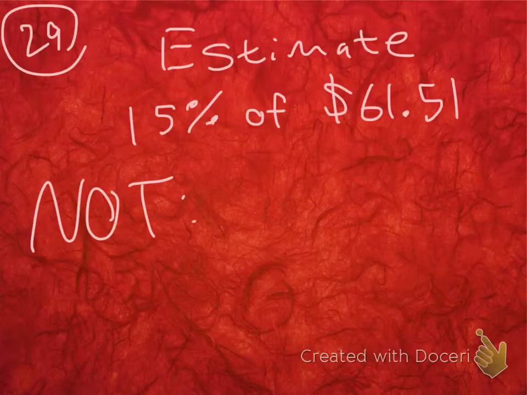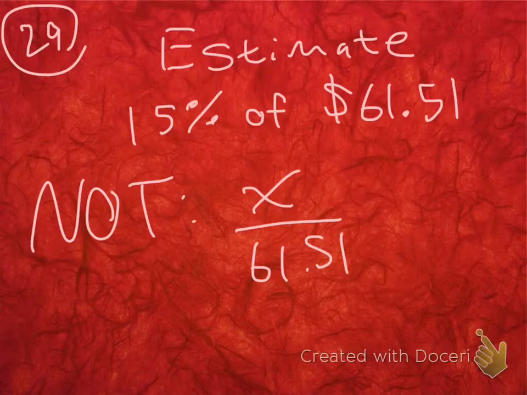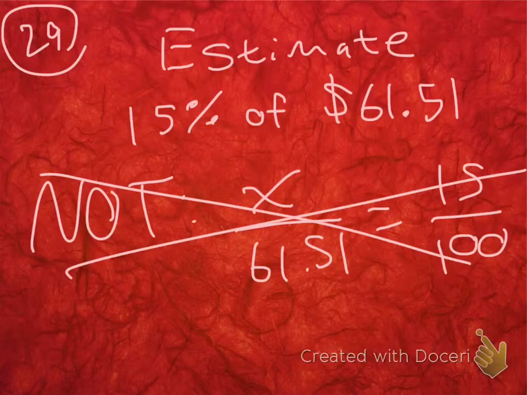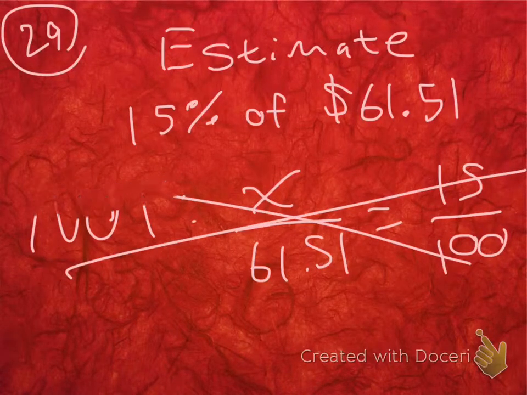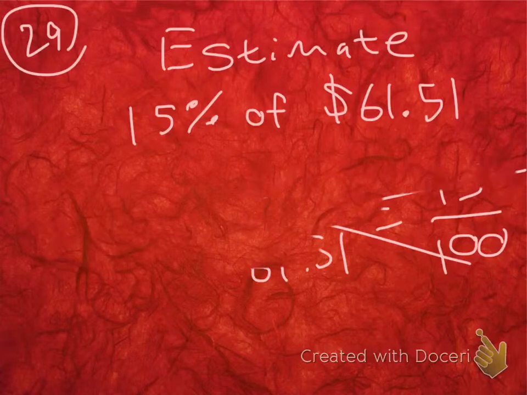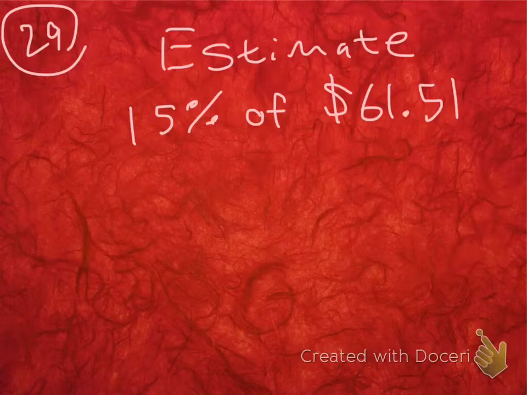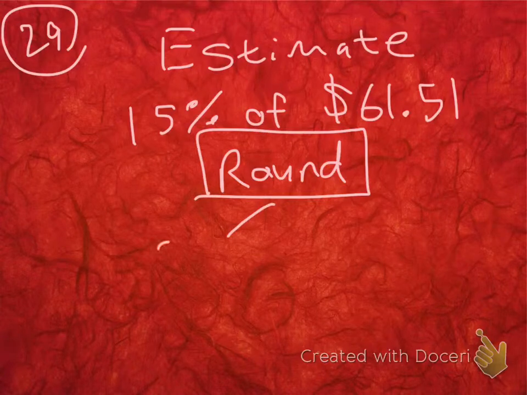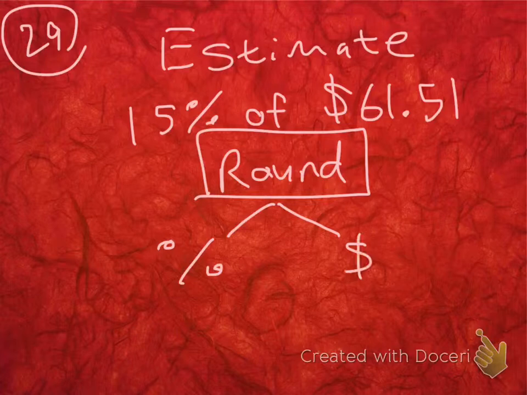doing this: x over 61.51, some number out of 61.51, equals 15 out of 100. That is not what we are doing. That is solving it directly. What we are doing is estimating, meaning we should be able to use mental math. And that means we have the liberty to round some number. We can either round the percent or we can round the actual dollars.